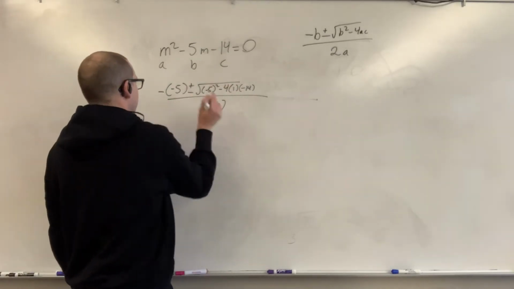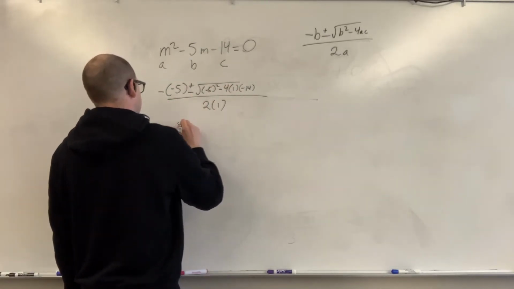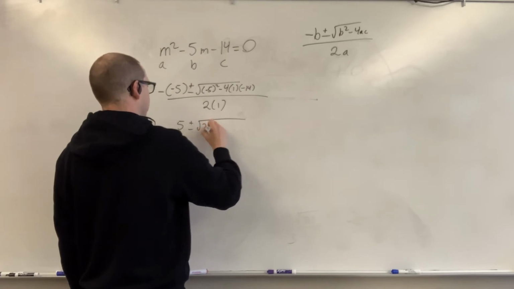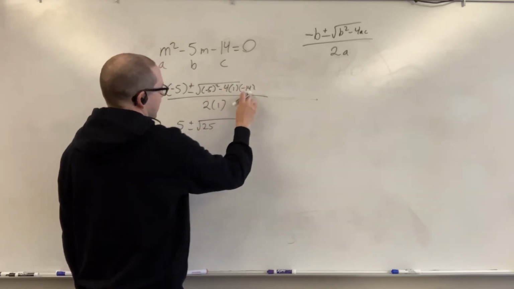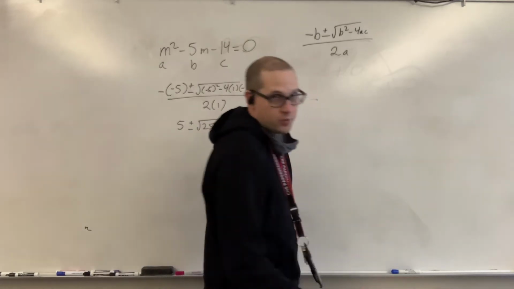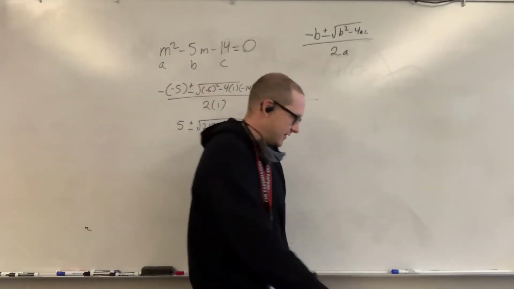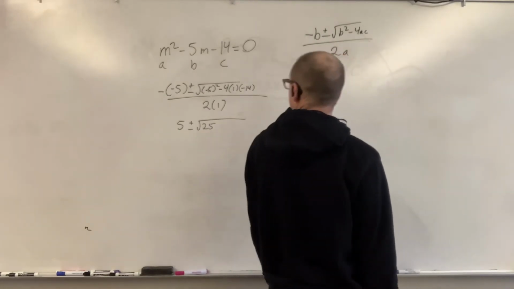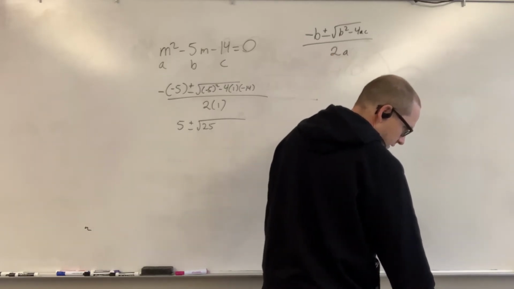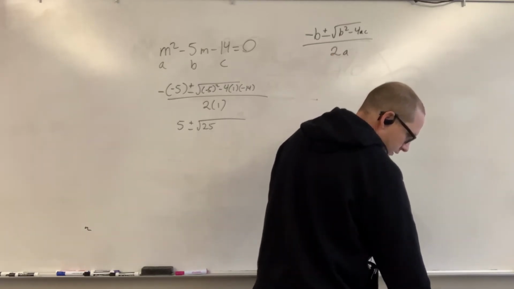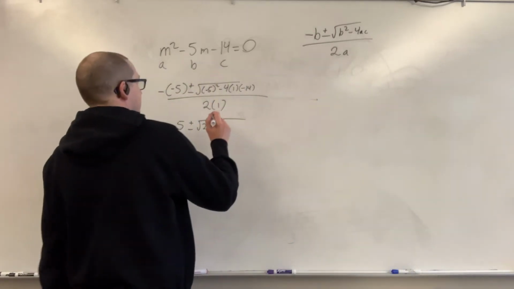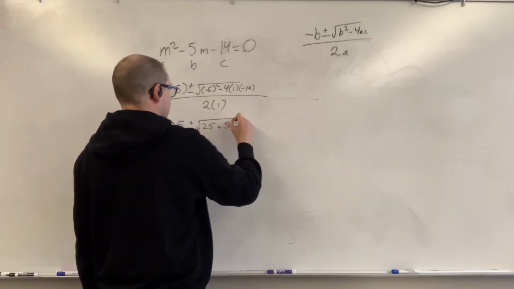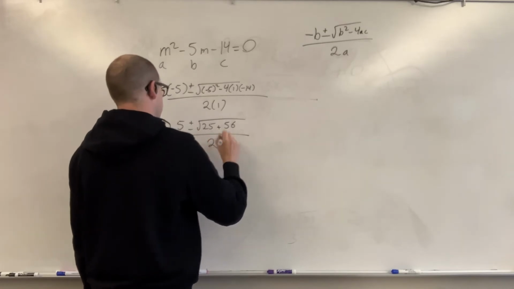All right. So negative 5 is going to turn into positive 5, plus and minus the square root of 25. And then 4 times negative 14 ends up being, ooh, look at me. I'm going to use a calculator because that's what you do. 4 times 14. Oops. 56. So 25. That negative becomes a positive because negative times negative is a positive. 25 plus 56 over 2, because 2 times 1 is 2.